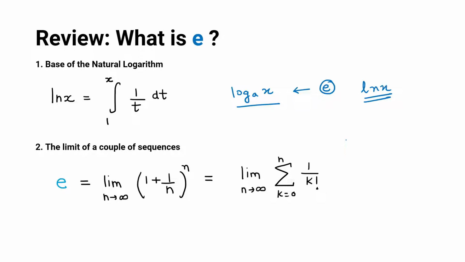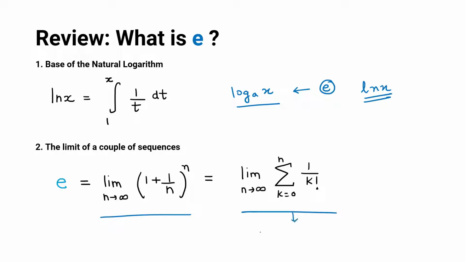We also define e using a couple of sequences. We do know what sequences are: a function from natural numbers to real numbers. The first of these sequences is the limit of (1 plus 1 by n) whole raised to the power of n as n tends to infinity, and this converges to e, as does the limit on the right, which is a limit as n tends to infinity of the summation of 1 by k factorial from k equal to 0 to n.